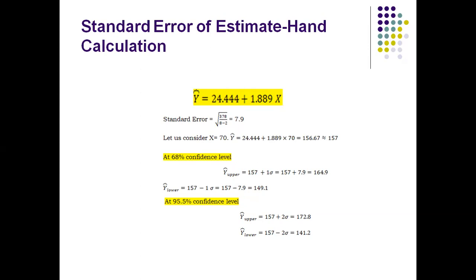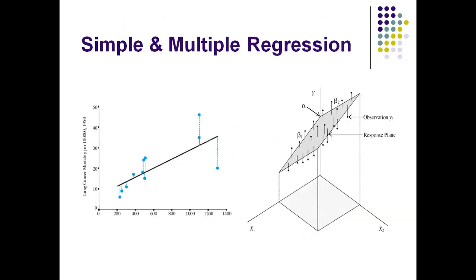So if you are considering the 68% confidence level, instead of 157 you are getting y hat plus or minus 1 sigma. So the values will be 164.9 and 149.1. So this is the range of y hat. If you are considering the 95.5% confidence level, then y upper is 157 plus 2 sigma, and y lower is 157 minus 2 sigma. So these values will be 172.8 and 141.2. Okay.